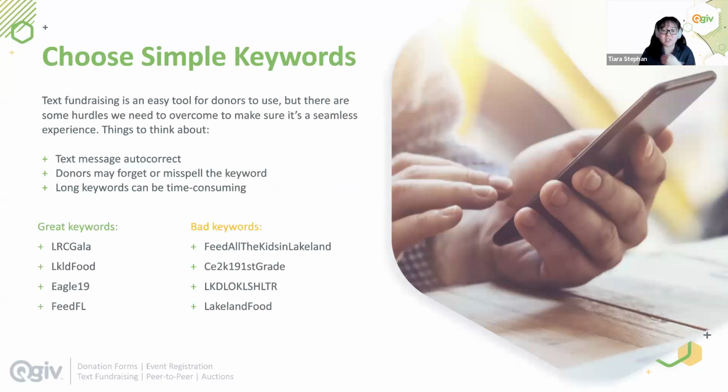There are a few hurdles that you might want to consider with text fundraising. So we've all been in that situation where autocorrect maybe doesn't catch what you're trying to say, or just struggles with some unusual spellings in your conversations with friends and family. So with choosing your keyword, you want to make sure that autocorrect works well with it. You're not autocorrecting your keyword to a word that isn't your keyword. It just makes it so much harder for donors to make that donation. You also need to keep in mind that donors might forget or misspell the keyword.